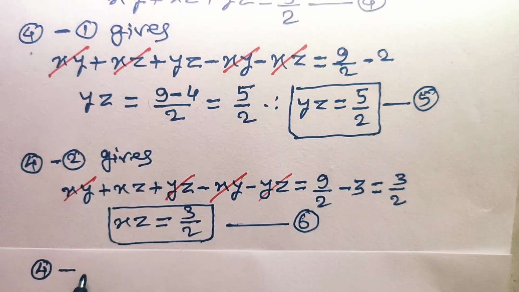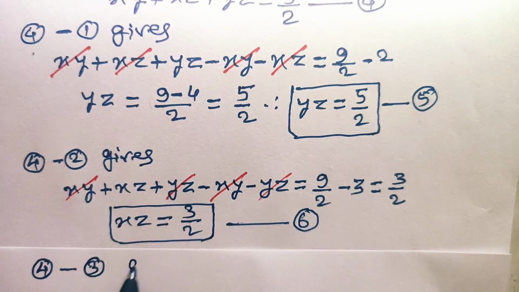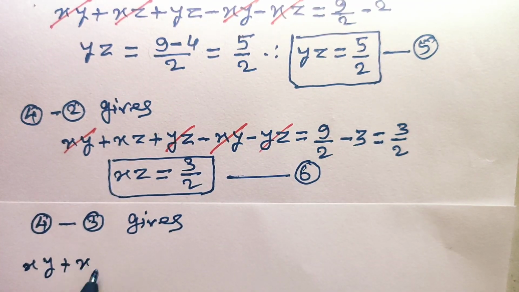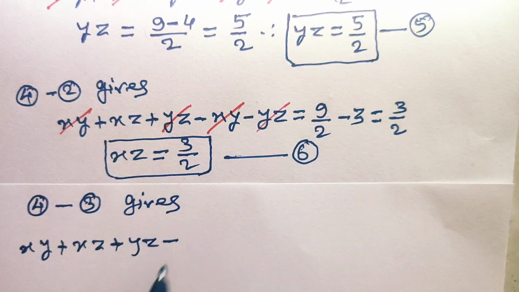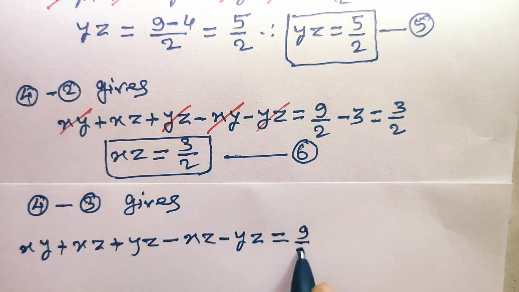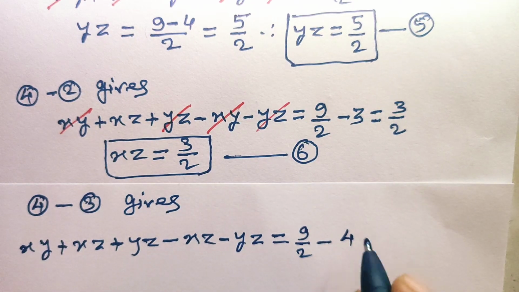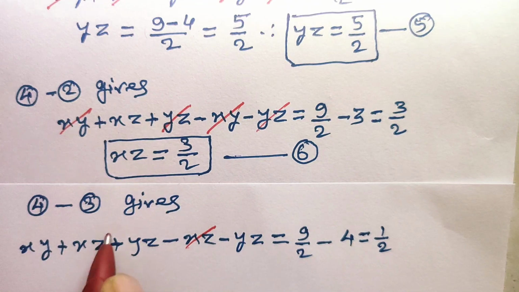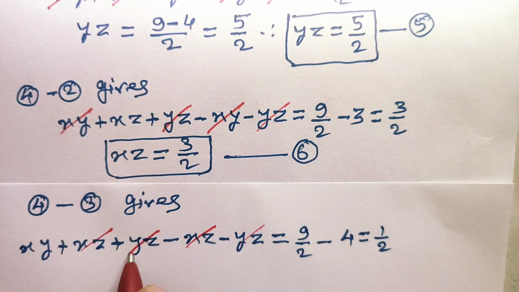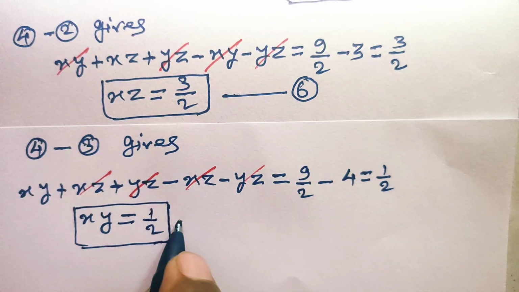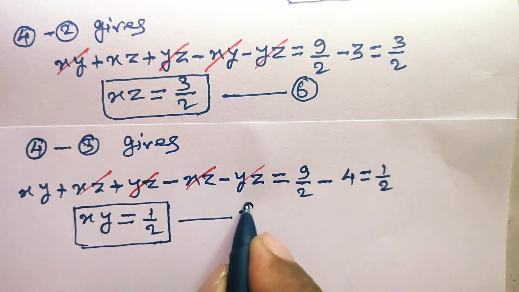Now equation 4 minus equation 3 gives (xy + xz + yz) minus (xz + yz). This is equal to 9/2 minus 4, and this is equal to 1/2. This xz cancels with this xz. This yz cancels with this yz. Hence xy is equal to 1/2. Consider this is equation number 7.